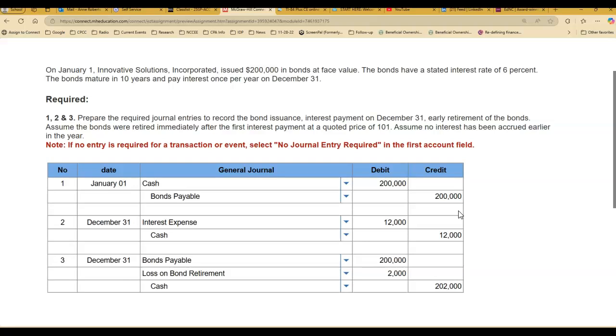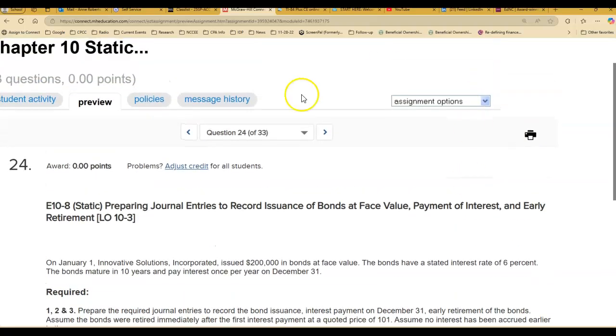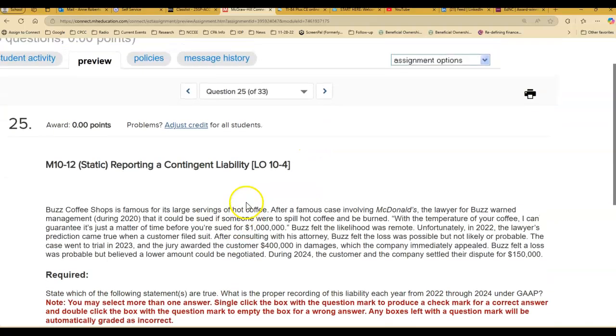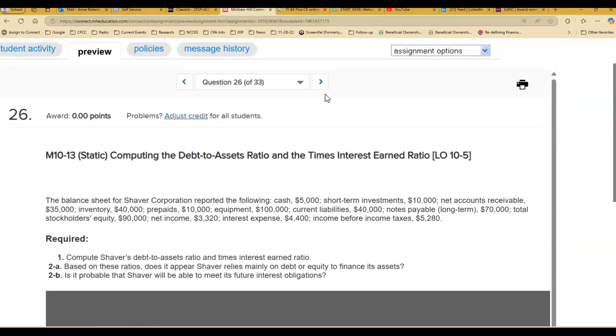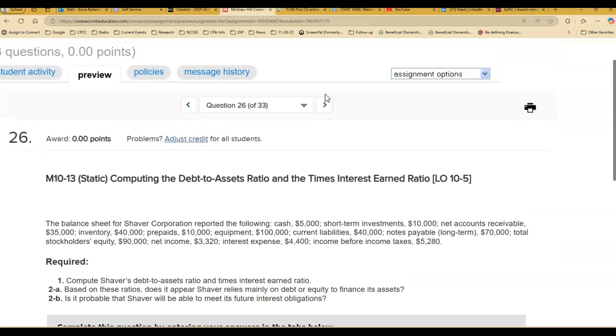How are we doing? Okay. All right, there's the little contingent liability. We went over that one last time. Let's see. And I think we did ratios last time as well, right?